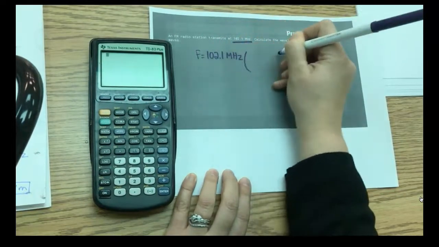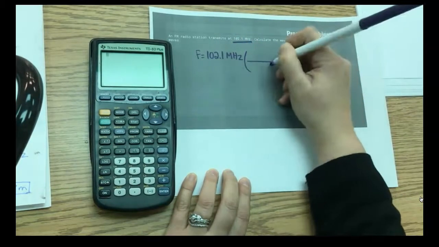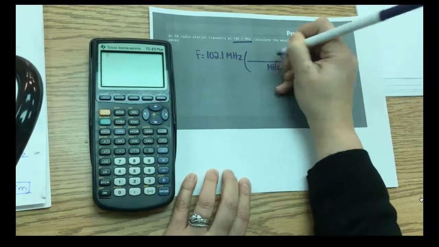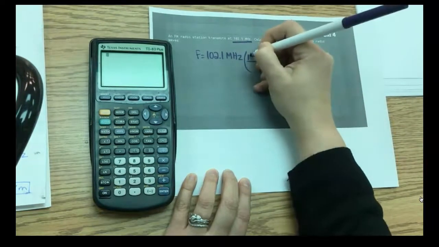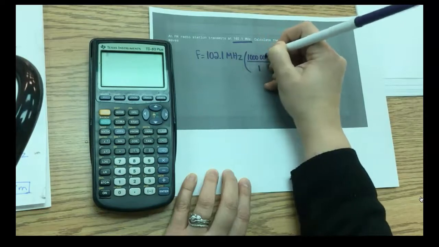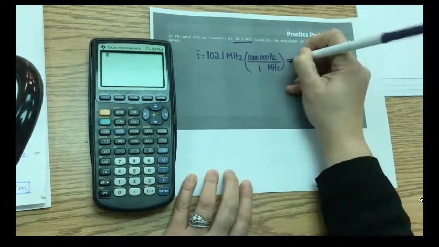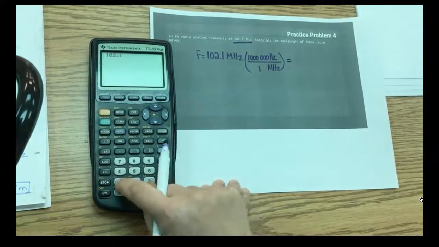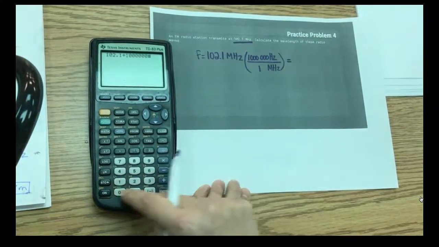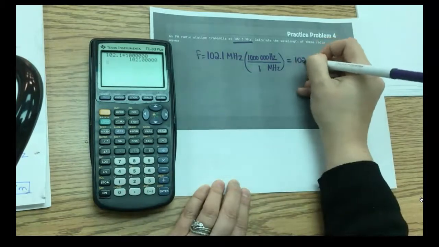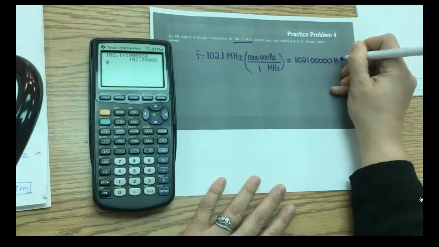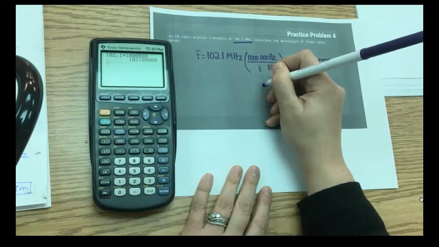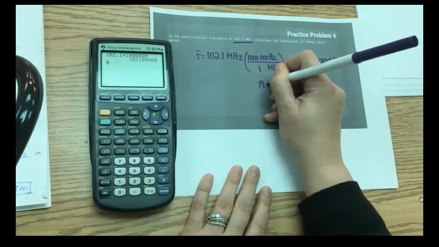Remember, I can't use megahertz. I have to get rid of that and make it into hertz. So I'm going to put megahertz on the bottom because it will then cancel out. Hertz is on the top. Megahertz has 1 because it's the bigger unit. And in 1 megahertz, I have 1,000,000 hertz. So now in my calculator, I know I have to multiply the numbers together. So that gives me 102,100,000 hertz. And then I can calculate from my wavelength to see how long the waves are actually coming from 102.1.